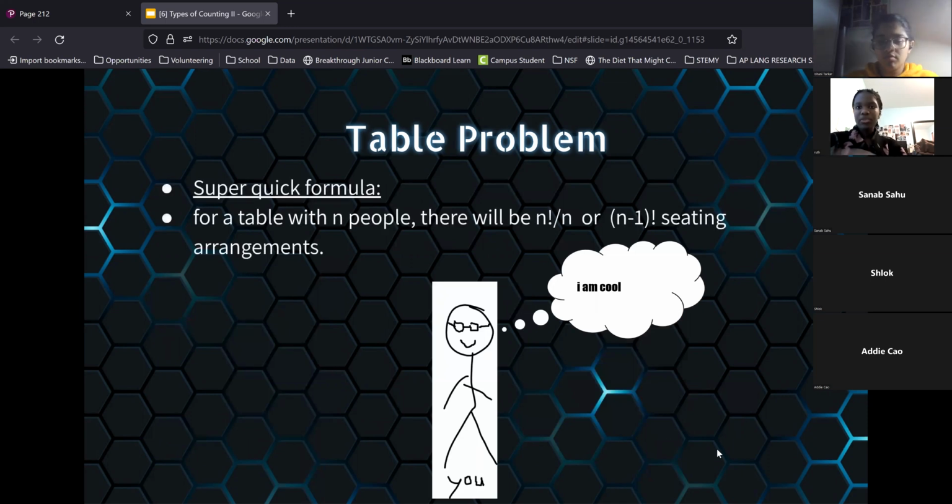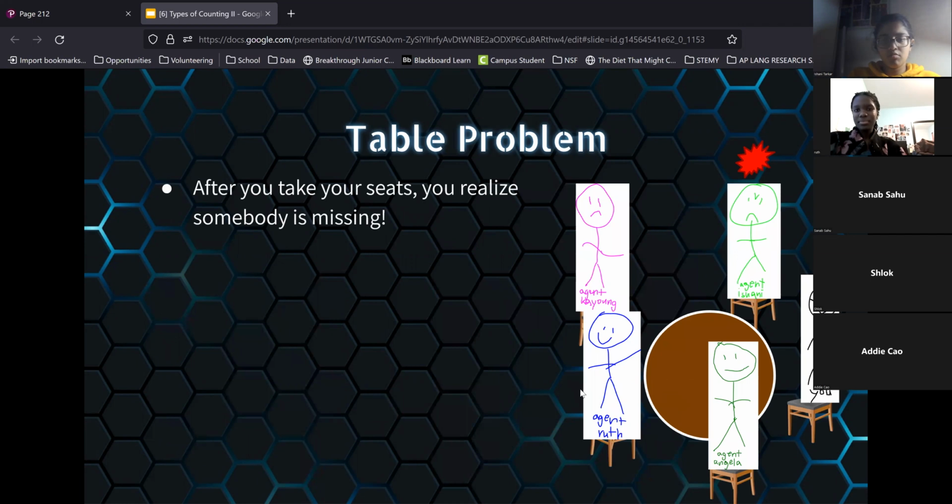So this is the formula for it. For a table with n people, there will be n factorial over n, which is the same as n minus 1 factorial seating arrangements. And after you take your seat, you realize somebody is missing.